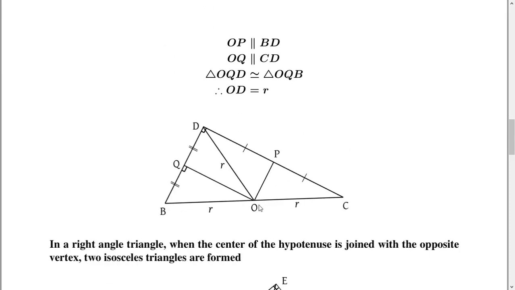So when you join the center of a hypotenuse to the opposite vertex, the one with the 90 degrees angle, you actually form two isosceles triangles. That's a useful fact to remember. When the center of the hypotenuse is connected to the right angled vertex, two isosceles triangles are formed. Right? We show that OD equals OB.